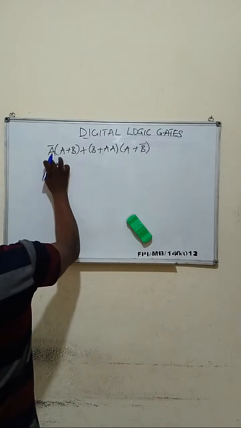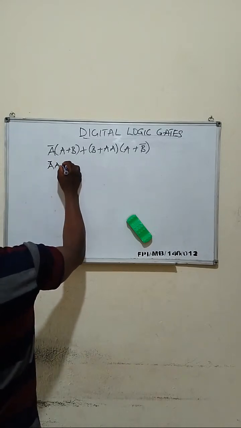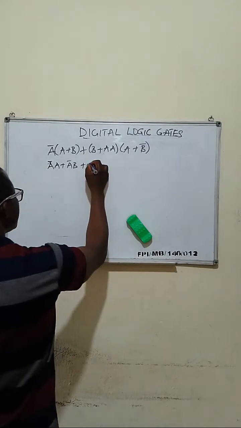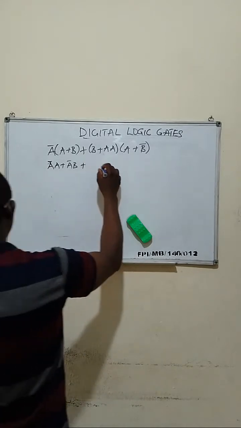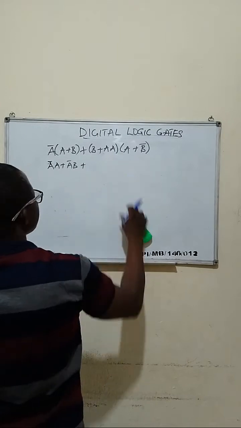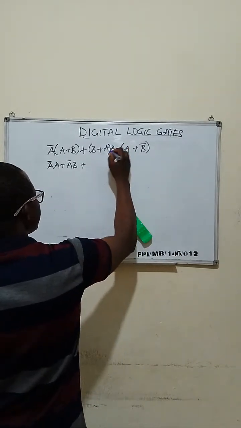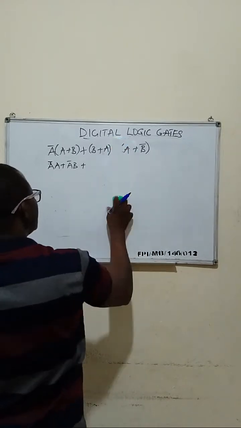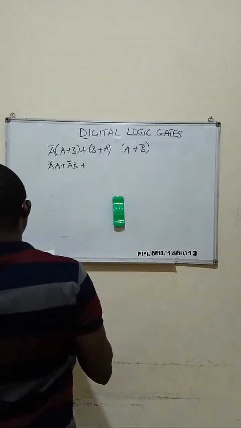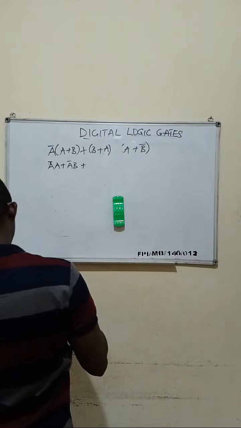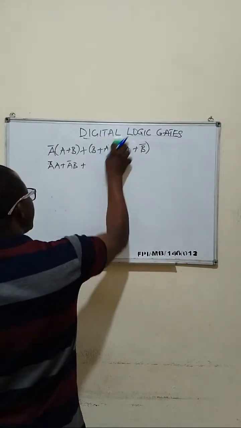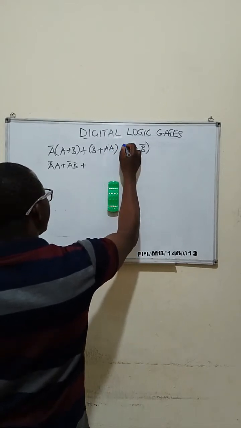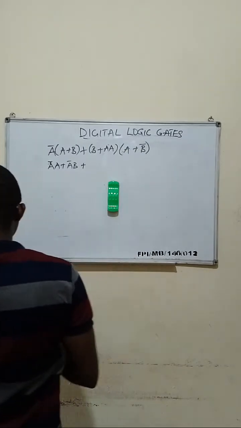A bar A plus A bar B, right? Plus here we can have, okay, there's a mistake here. The bracket is A and then plus B plus A, B plus AA. It is still B plus AA, B plus AA, bracket A plus B bar. Yes, it's correct.